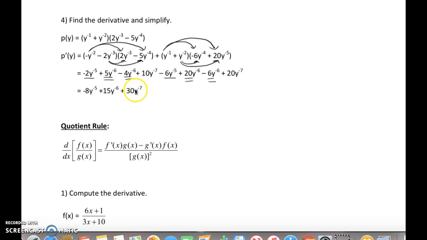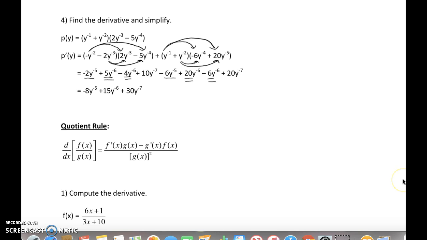And we have a couple terms that are y to the negative 7. So 10y to the negative 7 plus 20y to the negative 7 is equal to plus 30y to the negative 7. All right, so now let's go ahead and explore some problems using the quotient rule.